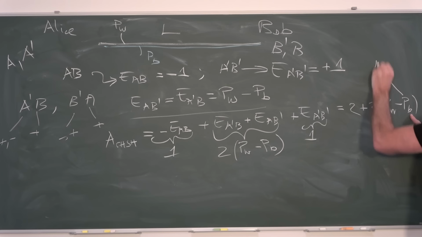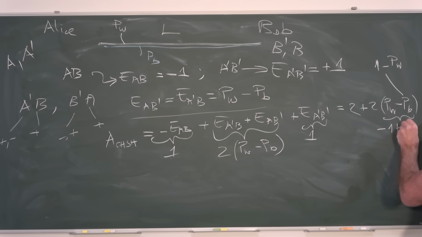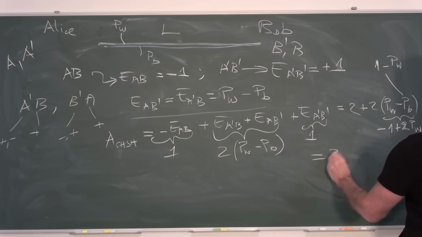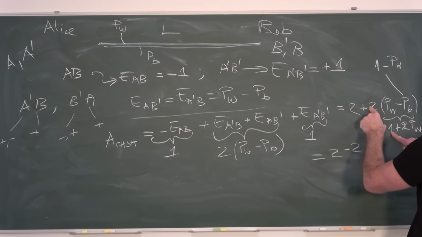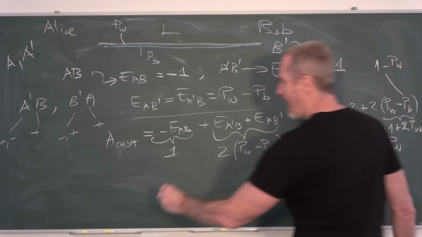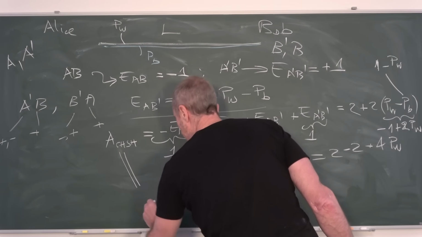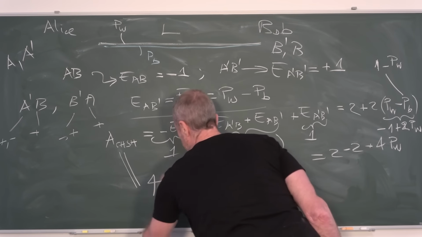And P blue, of course, is 1 minus P white. So here we have, of course, minus 1 plus 2 P white. So this gives 2 minus 2 plus 4 P white. So we find that this quantity is equal to 4 P white.